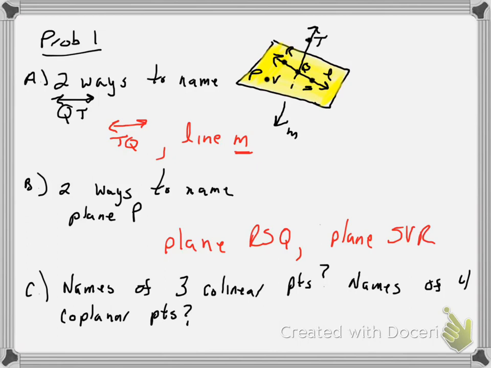And then names of 3 collinear points. Again, collinear are points that lie on the same line. That would be P, Q, and S. And then 4 coplanar points are just all the points on the same plane. In this case, V, R, Q, and S.